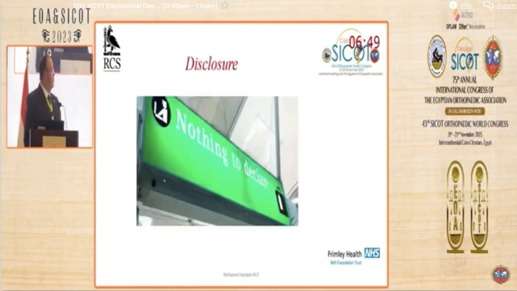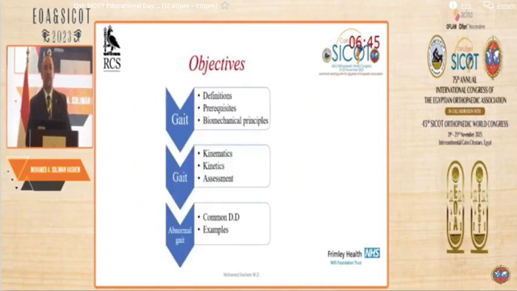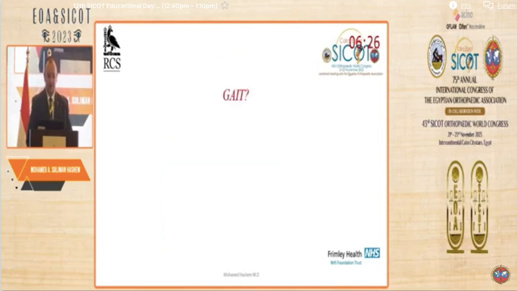So speaking about abnormal gait, I have nothing to disclose. Firstly, we have to understand what's normal gait and what's abnormal and how to deal with that. So we'll go through the gait definitions, prerequisites, biomechanical principles, and the traditional kinematics, kinetics, and assessment. Then we'll go to the main part of the lecture about the common differential diagnosis of abnormal gait in children.